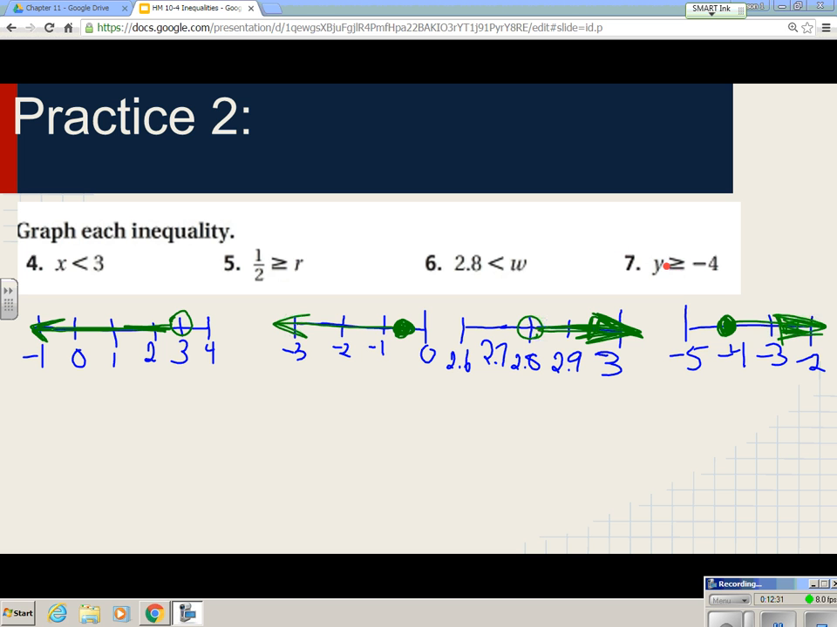And then 7 is y is greater than or equal to -4. So we start at -4. There's the equal to sign. That's why I filled it in. And then y is on the greater side, so it opens up. So you should have got them all correct if you followed the labels that you see correctly.